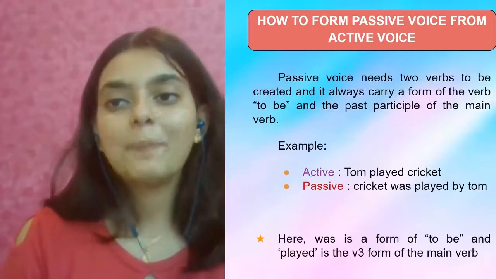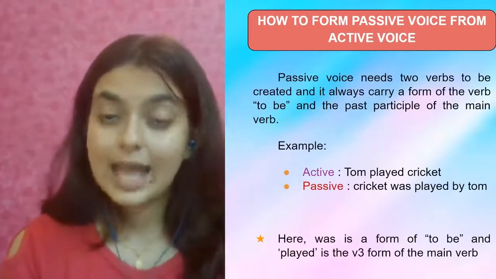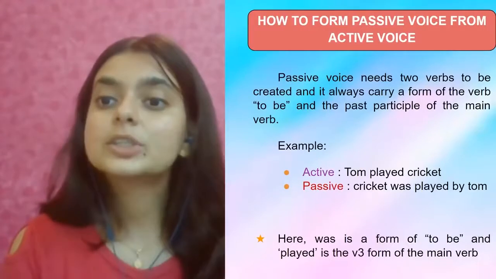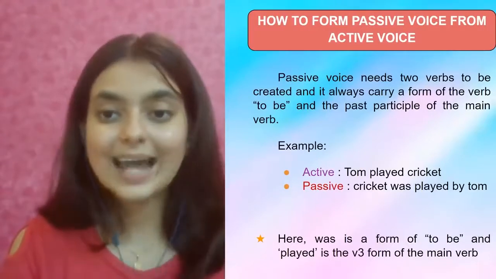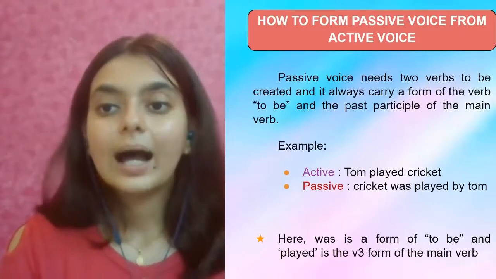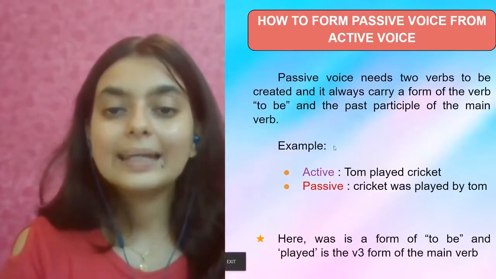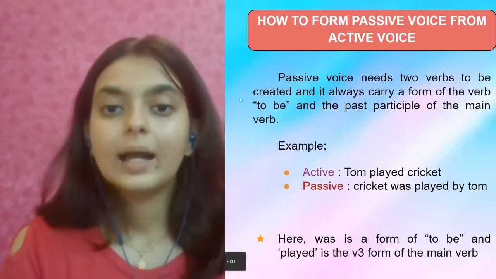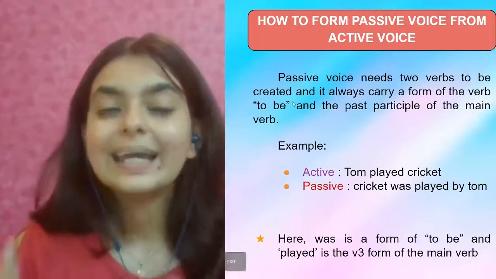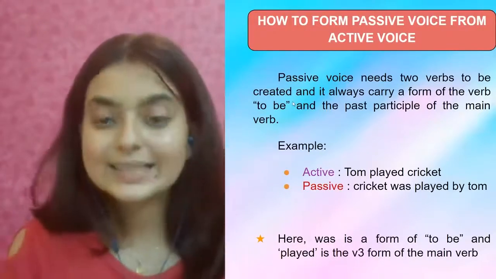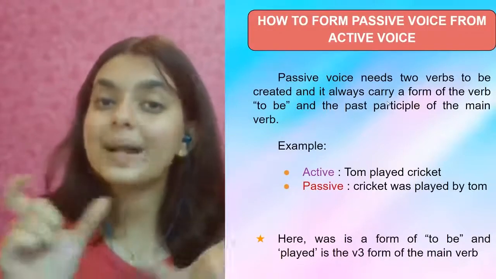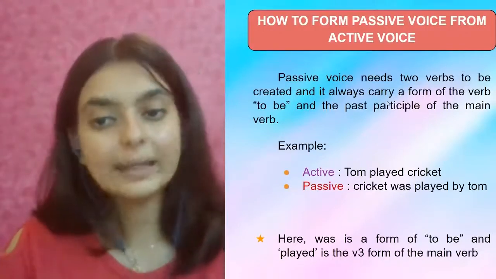Now how to form passive voice from active voice? Passive voice needs two verbs to be created, and it always carries a form of the verb to be. So it has to be to be. A form of the verb to be needs to be there in passive voice, and as I told you, the past participle or the V3 of the main verb.